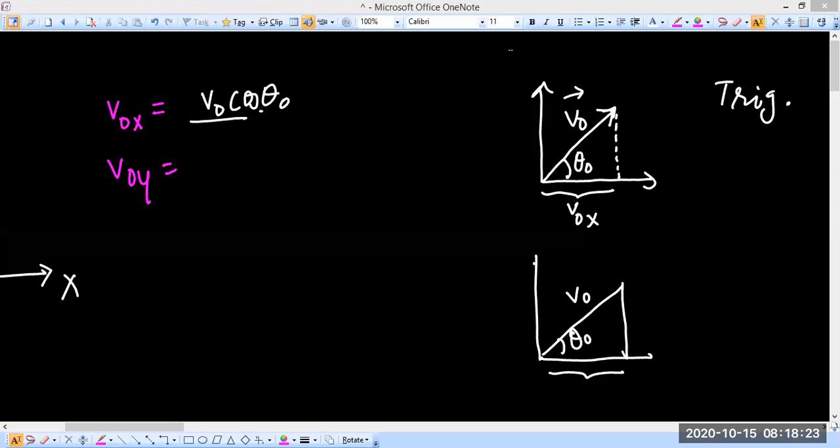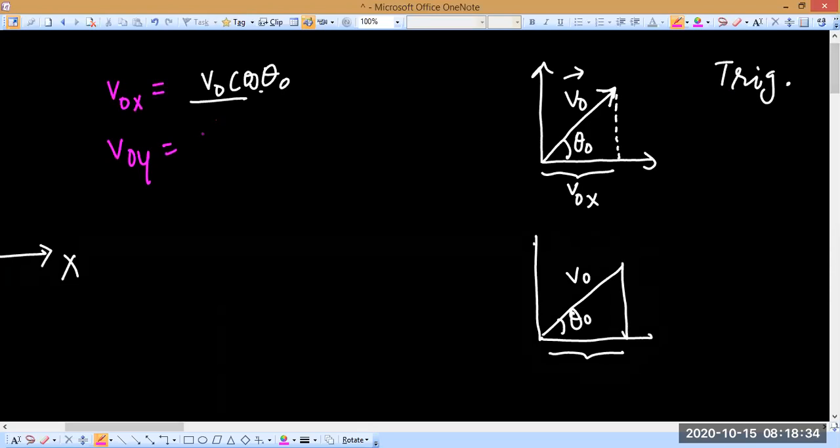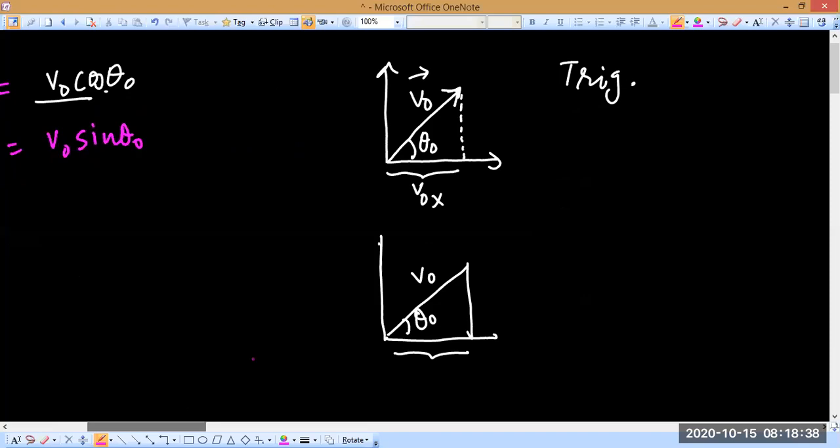Okay, Ayush. It is going to be V0 sine theta 0. One and only explanation this time.